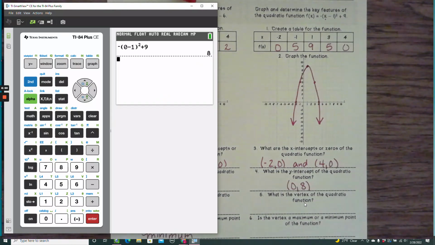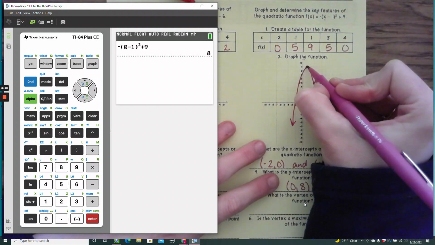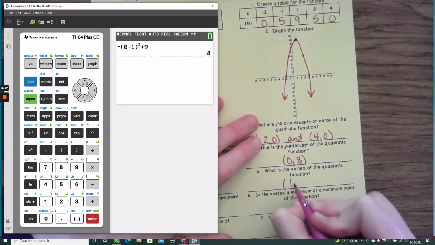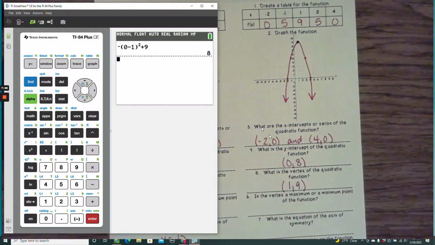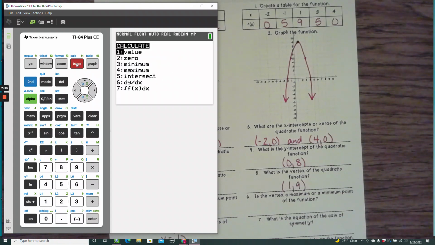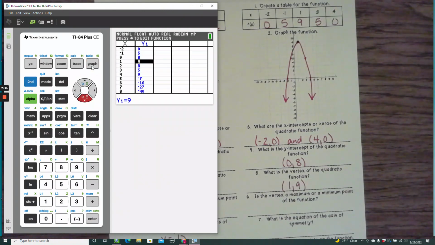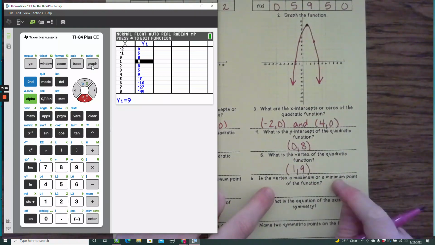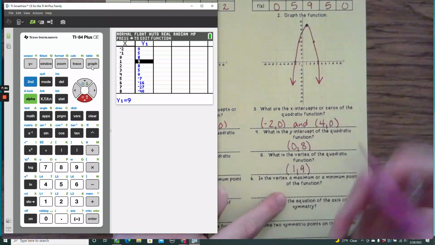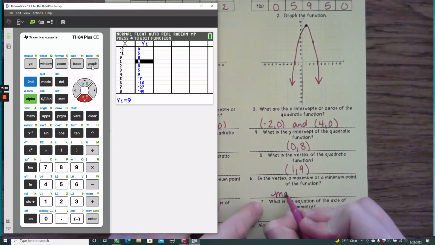What is the vertex? So again, that's going to be your highest or lowest point. So here, it's up here, and that point is that 1, 9. So if we go back to the graph, let's see. You can't find your vertex using that method, but you can use the table. Sometimes you can pick it off the table, sometimes you can't. It says, is the vertex a maximum or a minimum? So when these open like a frown upside down, that is going to be your maximum.